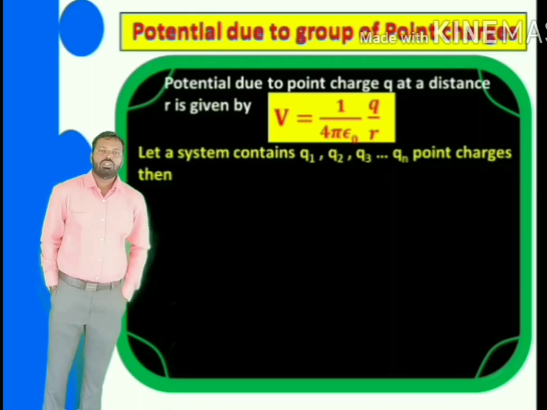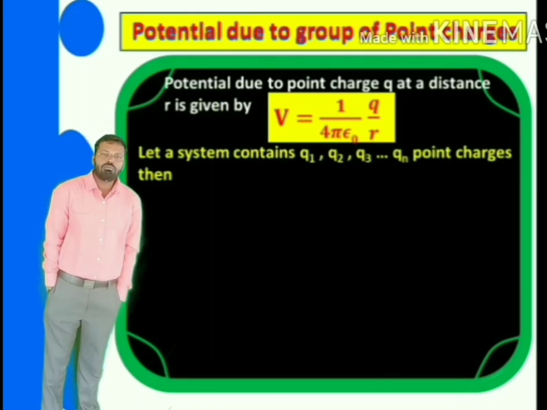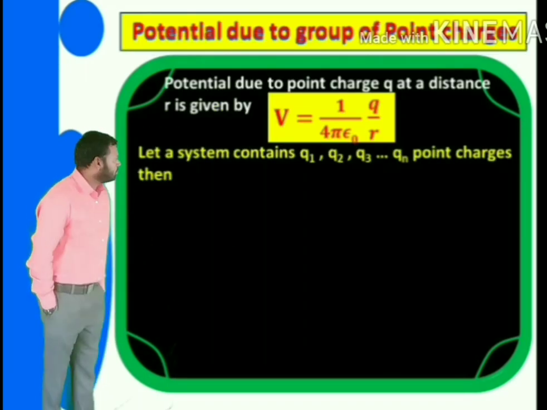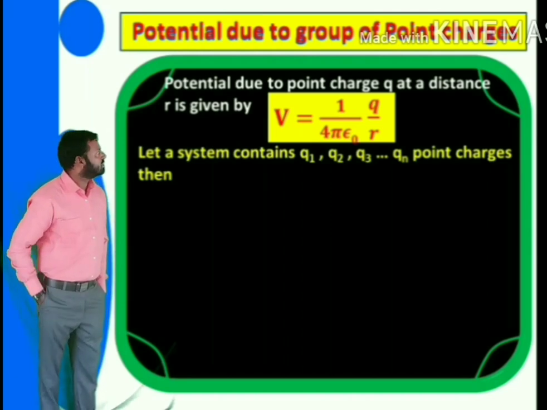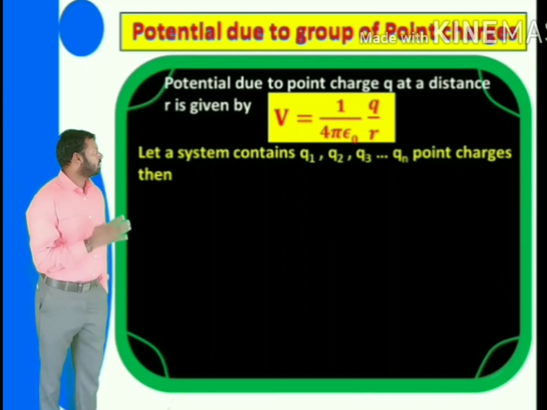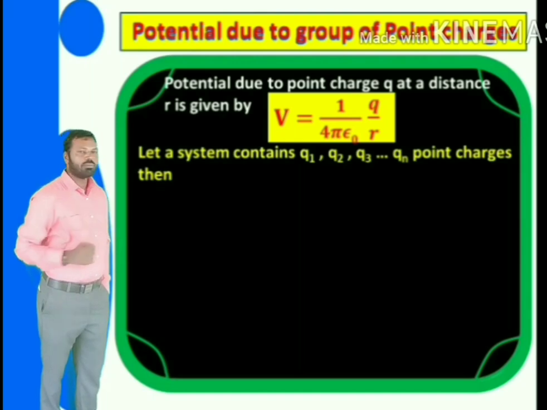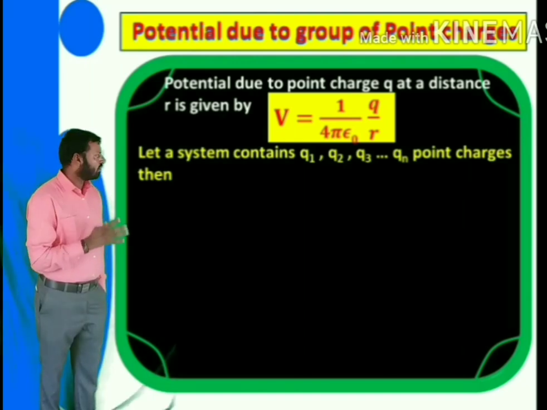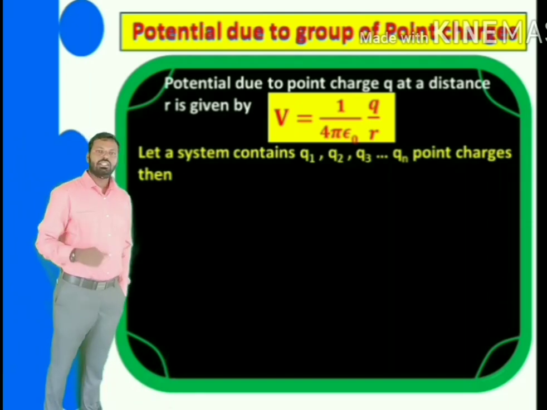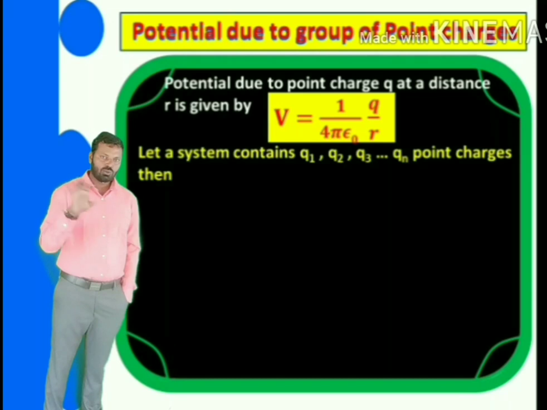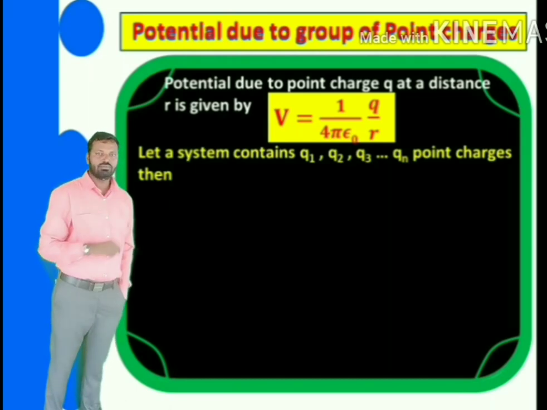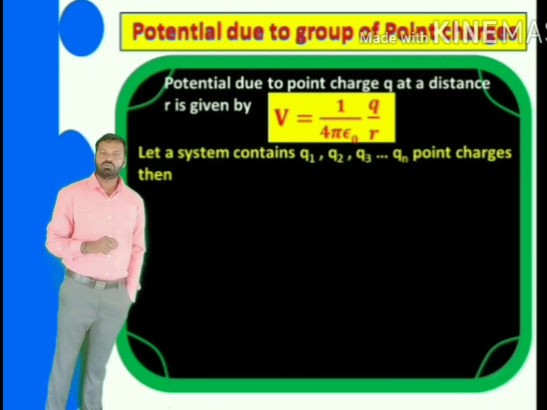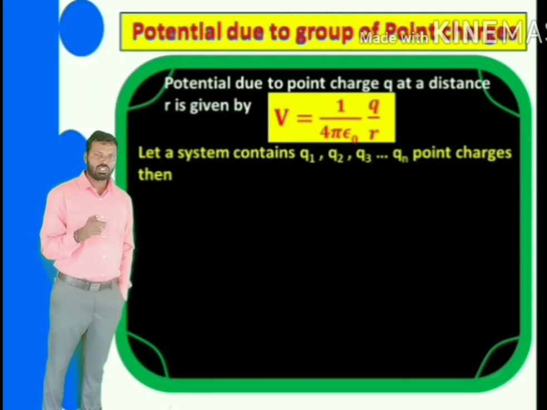Now, potential due to a group of point charges. Let us suppose a system contains Q1, Q2, Q3, and so on, Qn point charges and their respective position vectors R1, R2, and so on, Rn. Now, for this system, I have to find out the total potential of the system. For this, what we have to do? We have to find out the potential due to each individual point charge.